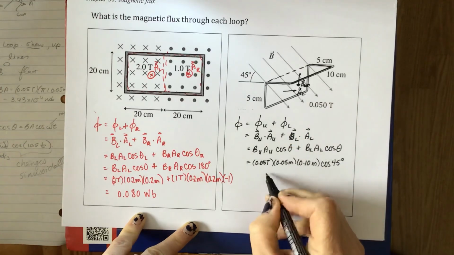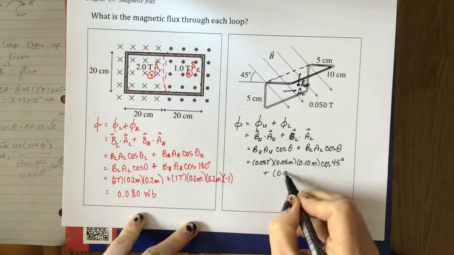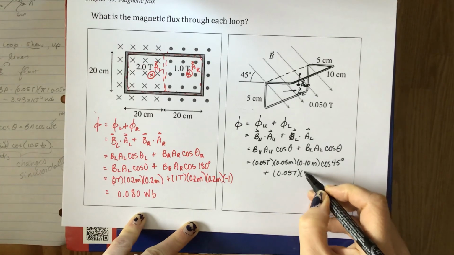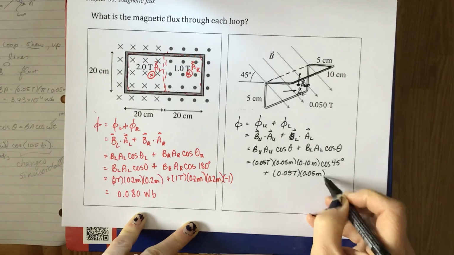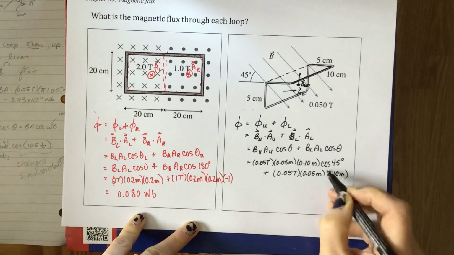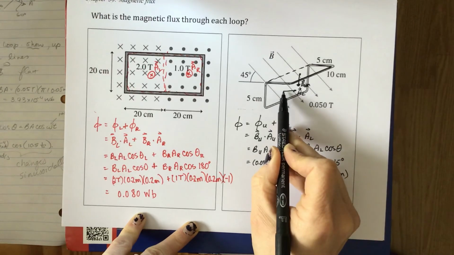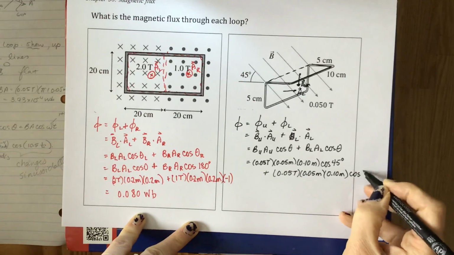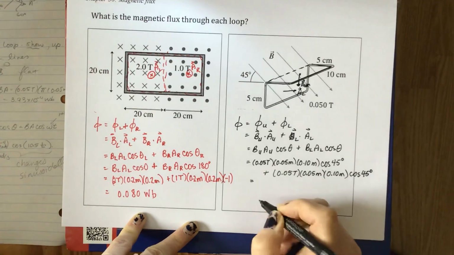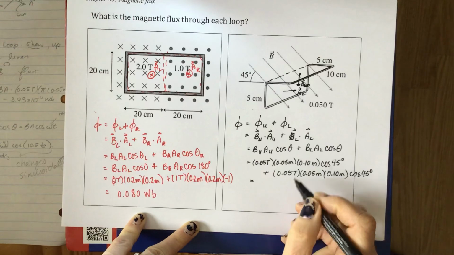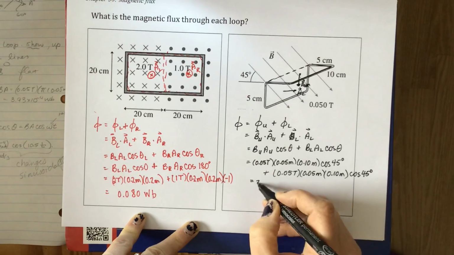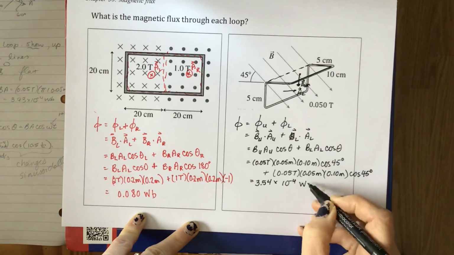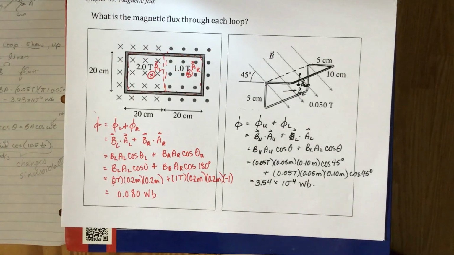Now let's do the lower part of the loop. Magnetic field is the same, 0.05 Teslas. Area is the same, 5 centimeters by 10 centimeters. And angle, the magnetic field is down at 45 degrees. The area is out, so that angle is 45 degrees. Do that through the calculator, and we get a net magnetic flux of 3.54 times 10 to the minus 4 Webers. So there's the magnetic flux for that bent loop.